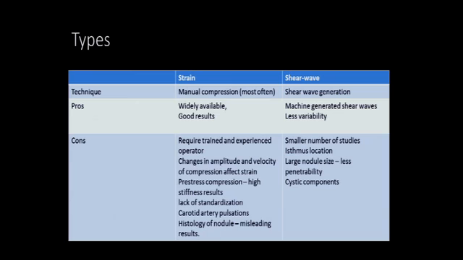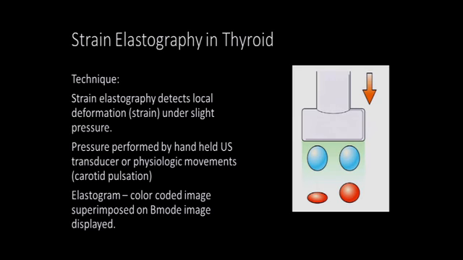Histology of the nodule can be misleading as well, and that's true for both shear-wave and strain elastography, when cytopathology results may not correlate with the imaging itself. Now, in shear-wave elastography, the shear waves are generated by the machine, so there's less variability. Unfortunately, there are a smaller number of studies with shear-wave elastography, and if you have a lesion which is located very superficial, like in the isthmus, shear-wave can cause artifacts. Large nodule sizes cannot be assessed because of less penetrability, especially greater than 3 centimeters. And then cystic components are a problem with shear and strain elastography as well.